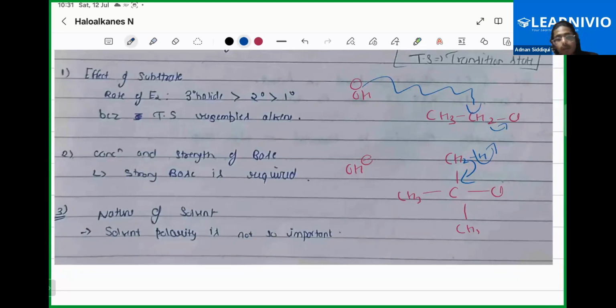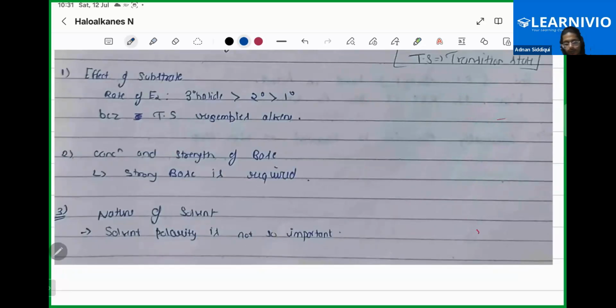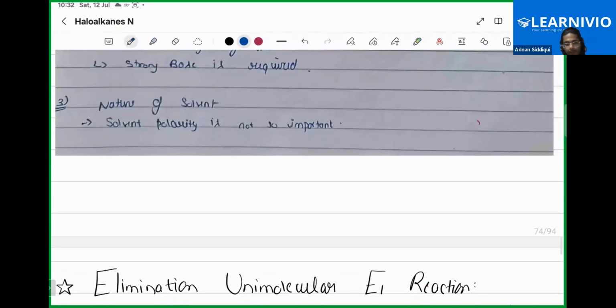As in elimination, we are observing a transition state which resembles alkene, and 3 degree alkenes are more stable. That's why the rate of E2 will be 3 degree, 2 degree and 1 degree, opposite of our SN2, right? The concentration and strength of base is important. A strong base will be required because it is a bimolecular reaction similar to SN2. Nature of solvent is not important here. You can take polar, apolar, it doesn't matter for E2 elimination, right?